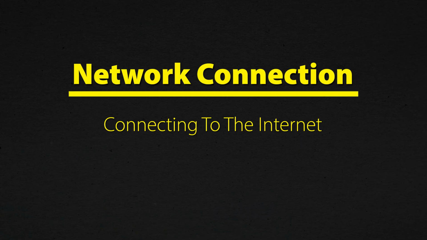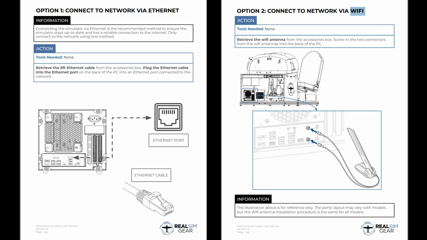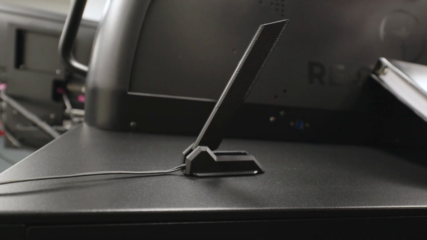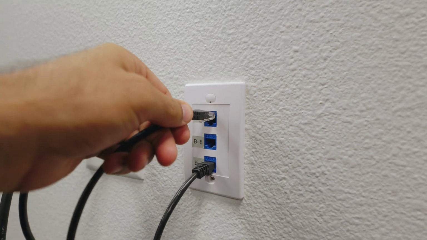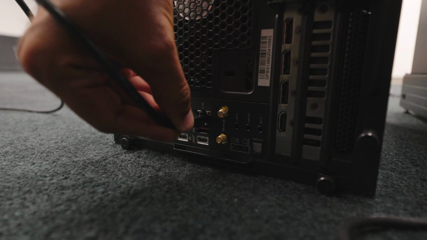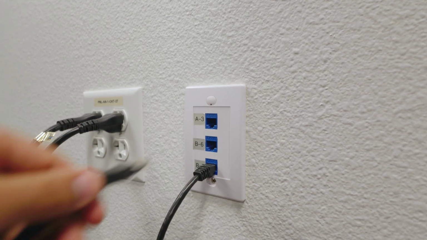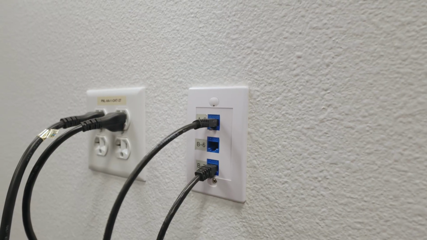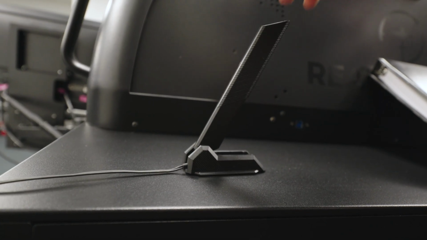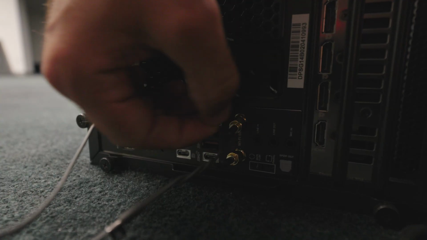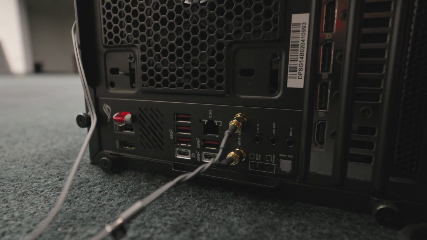Now onto network connection. There are two options for connecting to the internet, and they are direct connect or using Wi-Fi. We recommend direct connection for the best stability. And so to direct connect, we provide an Ethernet cable that you can plug into the back of the PC and then plug that directly into your wall if there's internet, or into a modem or router. For the Wi-Fi option, we also include a Wi-Fi antenna that you can take these two little screws and install them in the back of the PC.